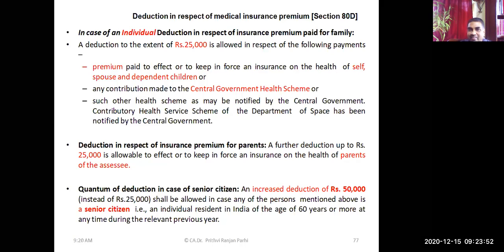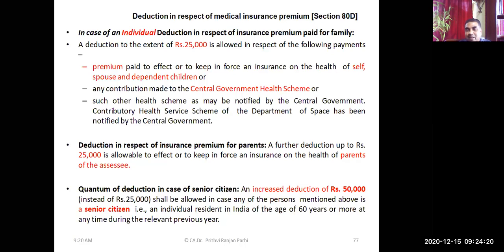But suppose in your health insurance policy, you have included your parents' health also. Then yours is 25,000, and for parents' health another 25,000. And let us say you have paid a premium of 52,000. Then how much will be allowed? Total 50,000 will be allowed because yours 25,000, parents 25,000 is allowed.